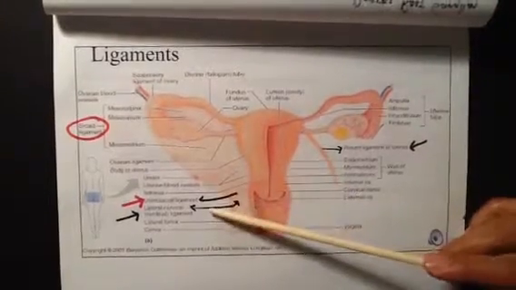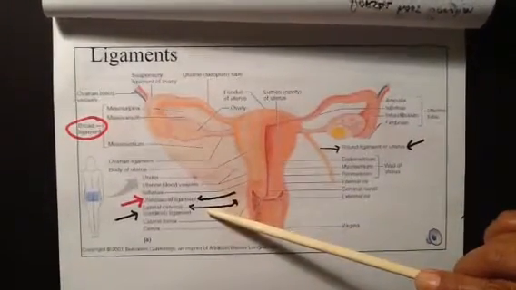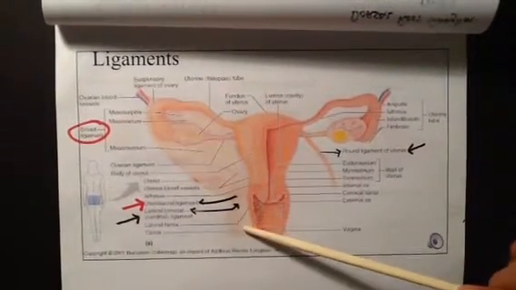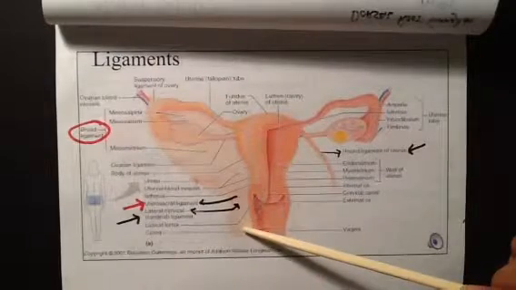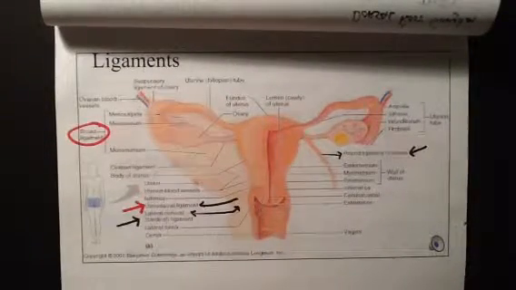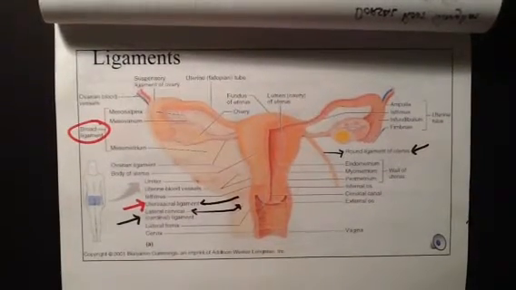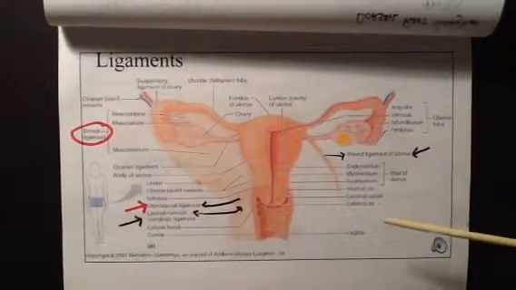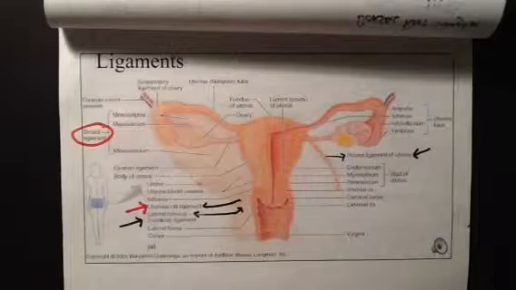The lateral or cardinal ligament extends from the base of the uterus and vagina to the lateral wall of the pelvis. This ligament tends to prevent inferior movement of the uterus.